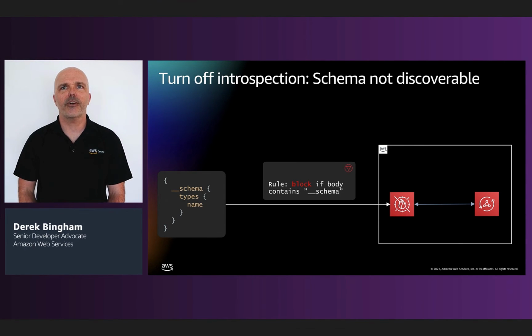Next, you can turn off GraphQL Schema Introspection. Introspection is a special query in GraphQL that allows you to discover the schema. It is a big benefit of GraphQL, but you may not want that functionality in production, as an example. For some reason, you may want your schema to be discoverable. So you can set up a rule that blocks any request that contains the special underscore schema request. That way, introspection is turned off, and that only impacts introspection queries. The rest of the queries are not impacted at all.